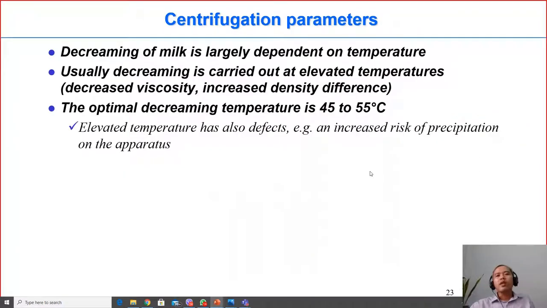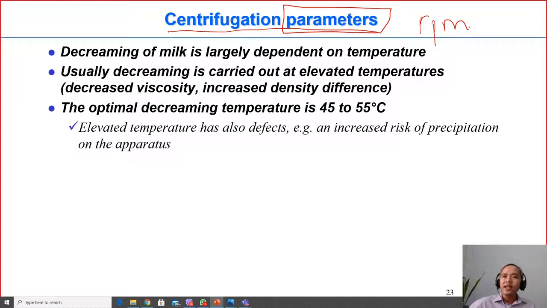It's very fast. Now we discuss the centrifugation parameters. Parameter là thông số. What are the important parameters that determine the performance of this process? This machine has a fixed rotation speed, the revolutions per minute, and you cannot change that anymore. The rotation speed is a very important parameter, but since it is fixed, we don't discuss it. Another important parameter is the temperature of the milk. Normally, they increase the temperature of milk to 45 to 55 degrees C before centrifugation.